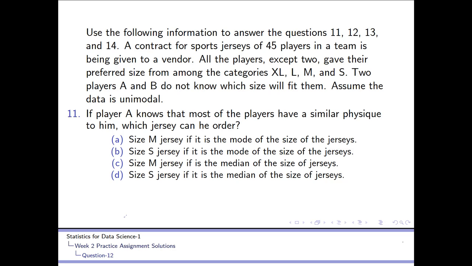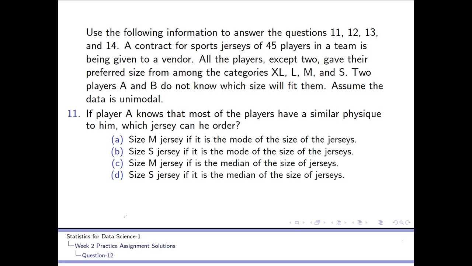Question 11. If player A knows that most of the players have a similar physique to him, which jersey size can he order? Since A doesn't know which size will fit him, but he knows that most of the players have a similar physique to him, A will order the jersey size which will be ordered by the most number of players. And by the definition of mode, we know that mode is the most frequent observation. Hence, whatever jersey size A orders will be the mode of the observations.